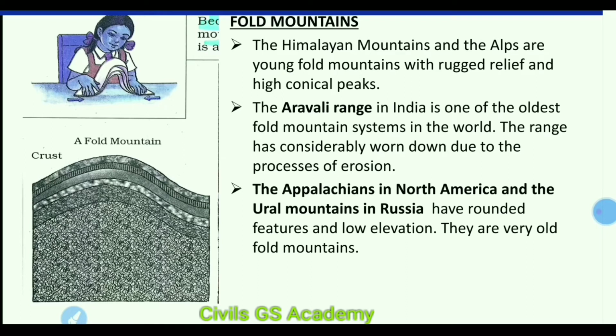The Appalachians in North America and the Ural mountains in Russia have rounded features and low elevations. They are very old fold mountains. So here the Appalachian mountains of North America and the Ural mountains in Russia are also examples of fold mountains. The Ural mountains form the boundary between Asia and Europe.